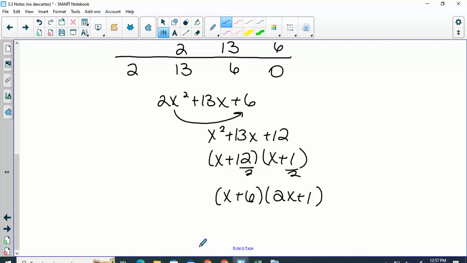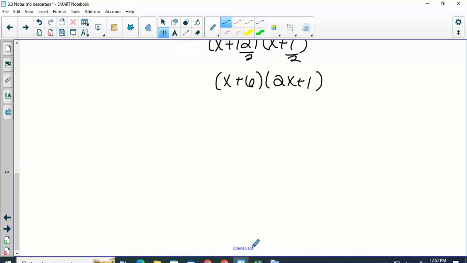Now I asked for 2 things. I wanted the factored form, and I asked for the zeros. So the factored form, we have x plus 6, we have 2x plus 1. What else do we have to have? X minus 1, because that was our starting point.